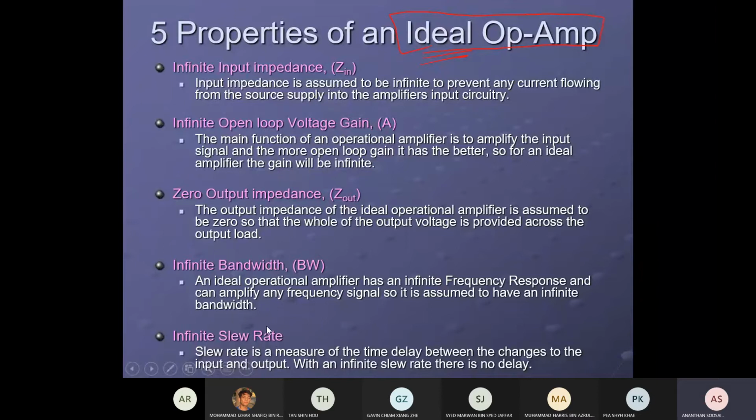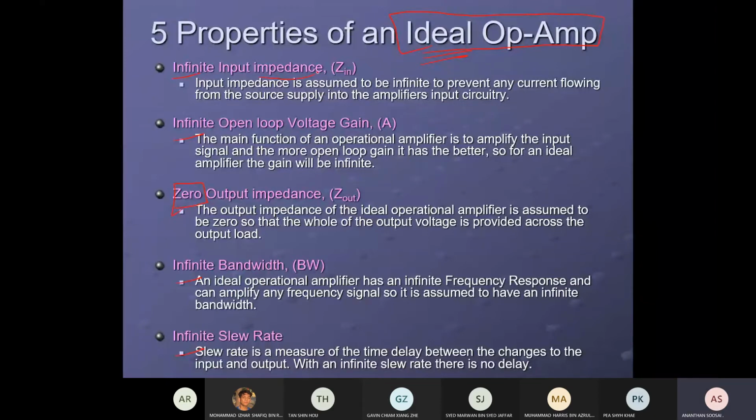It's all something new for you. Out of these 5 characteristics, 4 have an infinite value and 1 has a zero value. 4 infinite, 1 zero. The first characteristic is that the operational amplifier has an infinite input impedance.